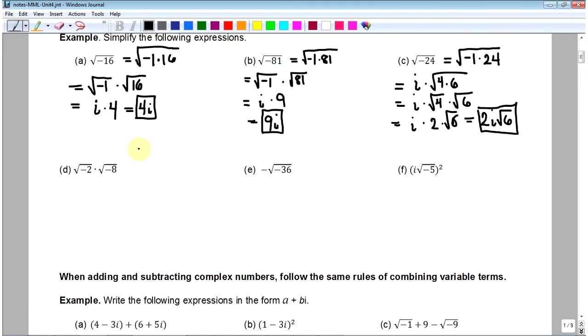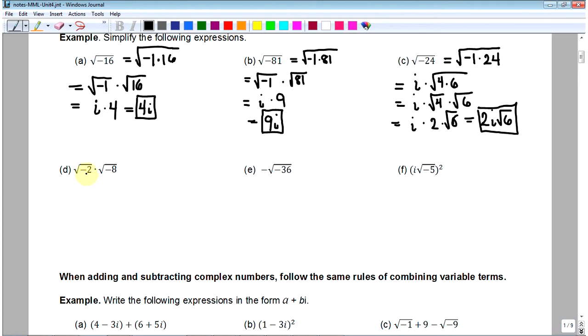For part D, when you're dealing with imaginary numbers, you cannot go in the reverse order where you start with a product and then multiply the radicands together. Because if I did that in this case, I would just end up with the square root of 16, which doesn't take into account that we're dealing with imaginary numbers when you have a negative under the square root. So the first thing that we need to do is deal with the negative under the square root.